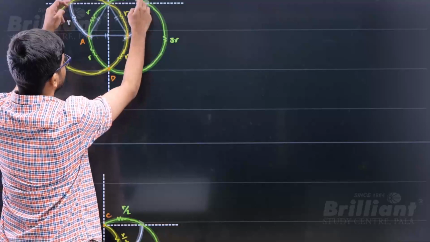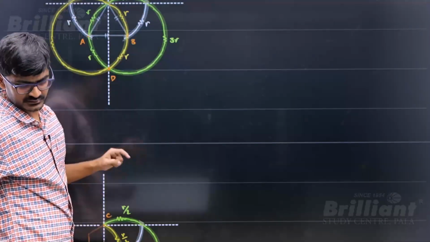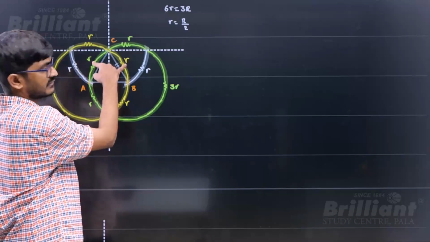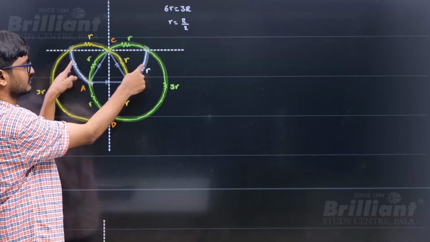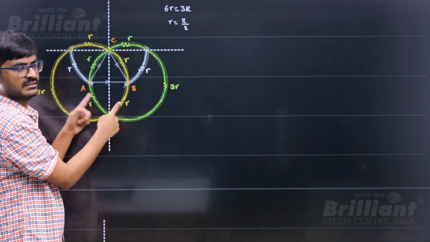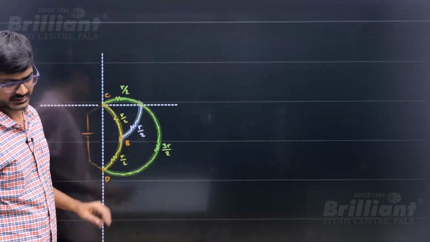So I can say this and this will be in parallel. R and R in parallel become R by 2. This R and this R in parallel become R by 2. These 2 in parallel, R by 2. These 2 in parallel, 3R by 2. These 2 in parallel, R by 2. So I'll be drawing the figure like this.